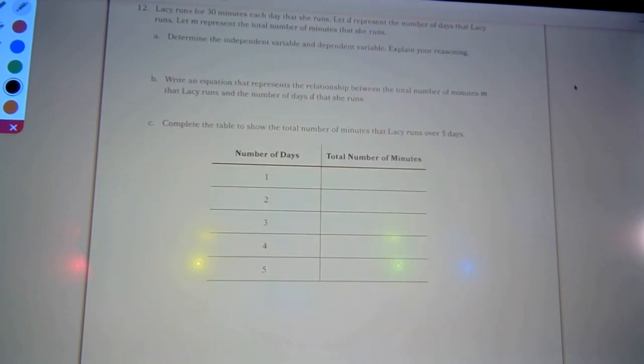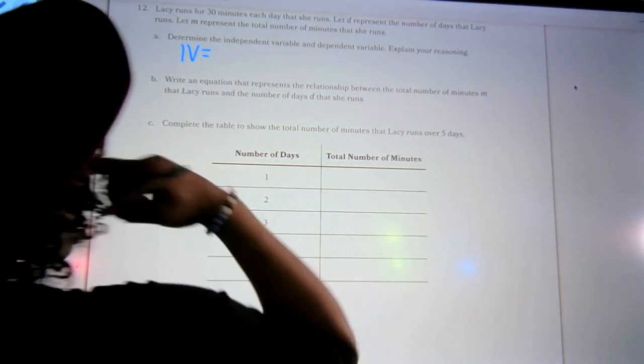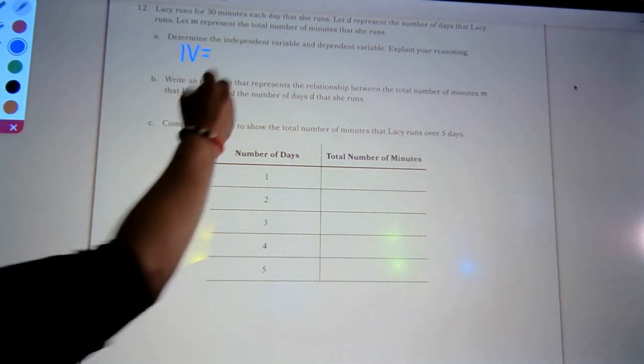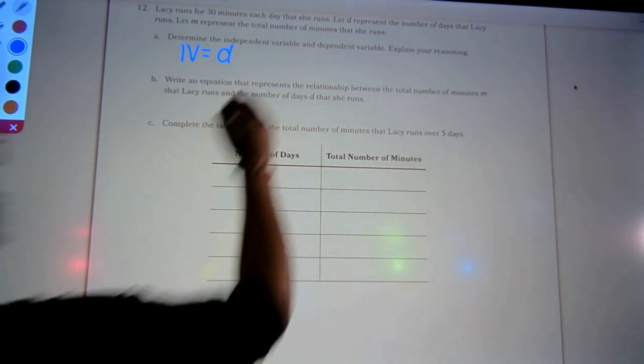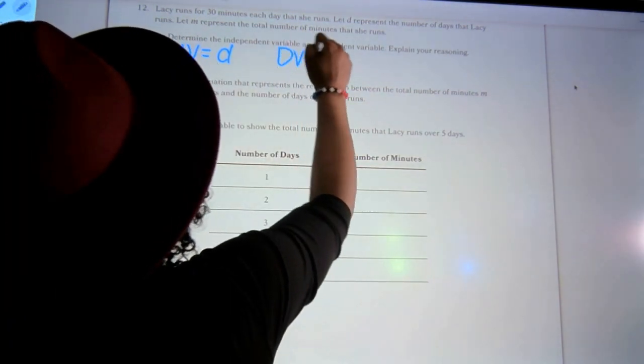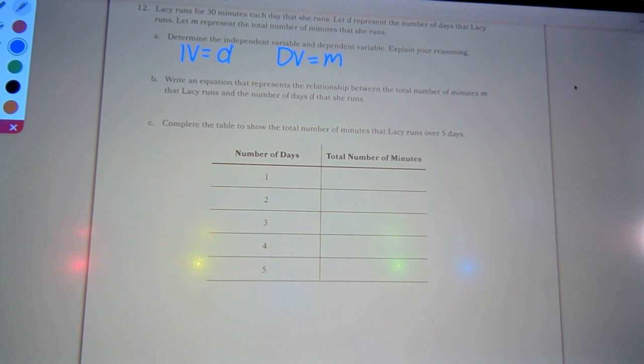Lacey runs for 30 minutes each day that she runs. Let D represent the number of days that Lacey runs. Let M represent the total number of minutes that she runs. Determine the independent and the dependent variable and explain your reasoning. So our independent variable, and you know I always abbreviate that with IV, is going to be D, the number of days that Lacey runs, and our dependent variable is going to be M, which represents the total number of minutes that she runs.